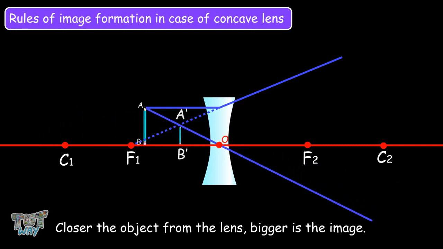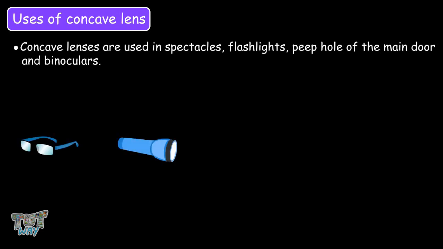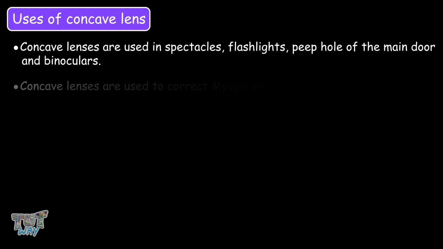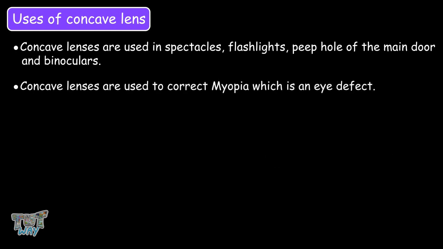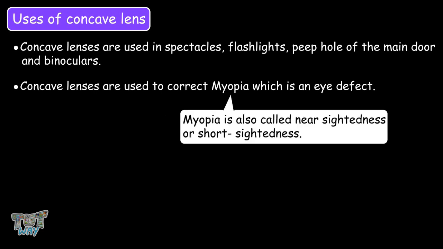Now, let's discuss the uses of a concave lens. Concave lenses are used in spectacles, flashlights, the peephole of a main door, and finally, binoculars. Concave lenses are also used to correct myopia, which is an eye defect. A person suffering from myopia can see nearby objects clearly, but far away objects are blurry. Myopia is also called nearsightedness or short-sightedness.